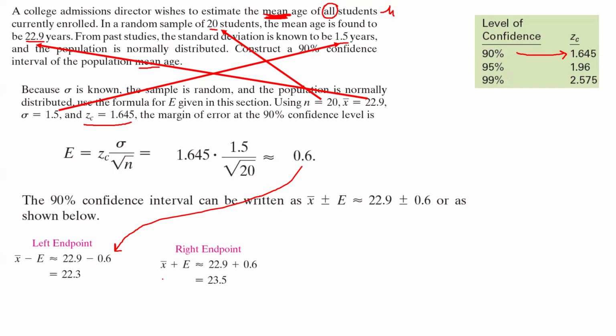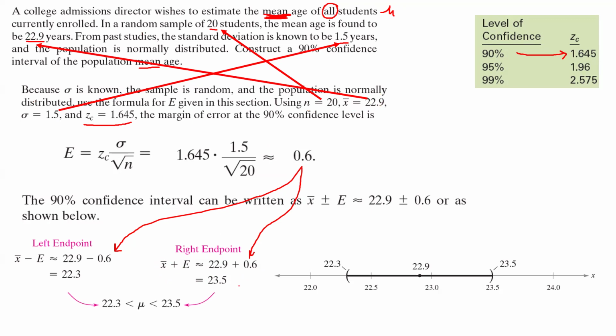The right endpoint is x bar plus e. Again, x bar is the average that we calculated, which is going to be 22.9. In this question, it is given to us, so we don't do any calculation directly. Plus E, we calculated E to be 0.6. If you add these two numbers together, you get 23.5.